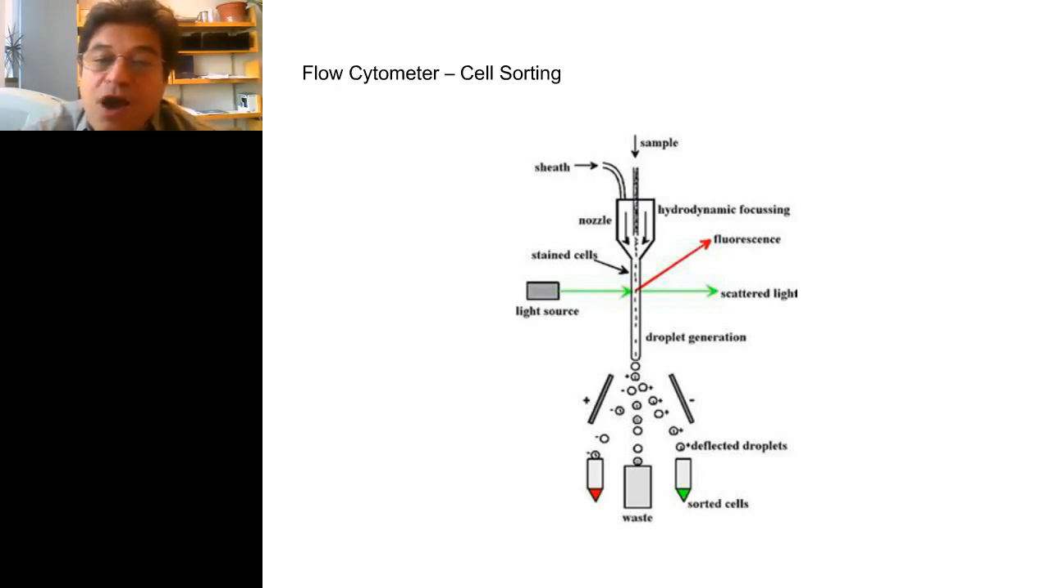The droplet size really is an important consideration, because the droplet has to enclose the cell and it can't be very close to the size of the cell. It has to be, you know, 3 to 4 times the size of the cell.